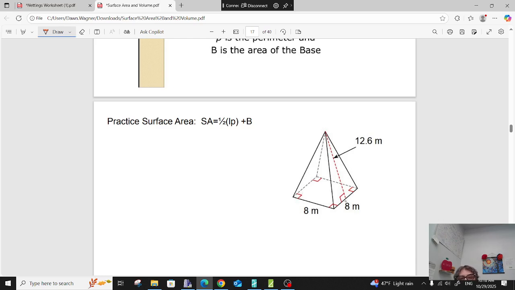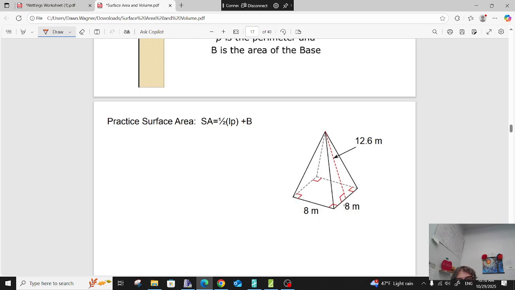And we have a slant height, which is on the outside. A regular height would be drawn like a piece of string going from the apex perpendicular to the center of the square, which is what we'll use for volume, by the way. But for surface area, you use the slant height.